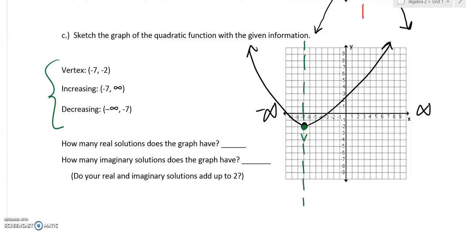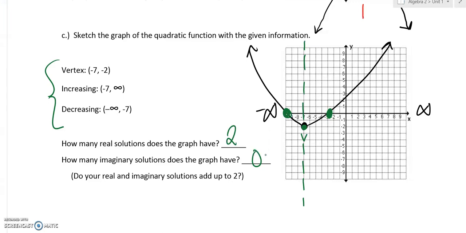How many real solutions does the graph have? Well, it's crossing the x-axis in 2 spots. I went ahead and put dots there. It's crossing in 2 spots. I have to total to 2, and I already used 2. So that means my imaginary solutions are 0.